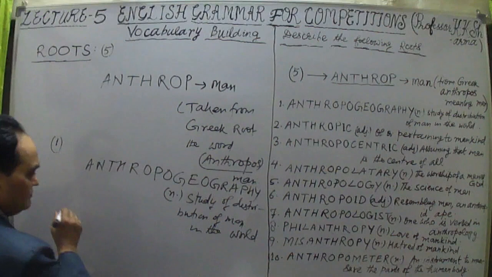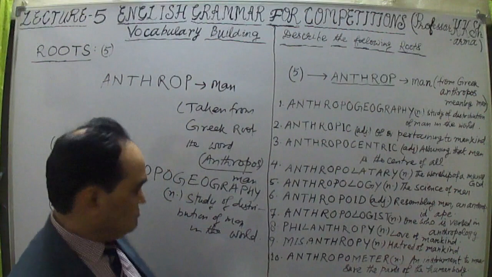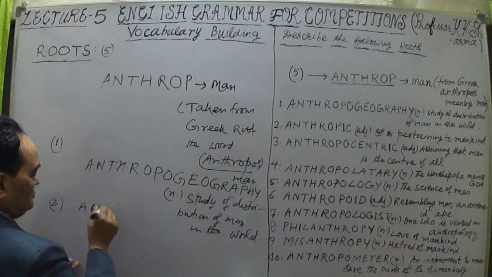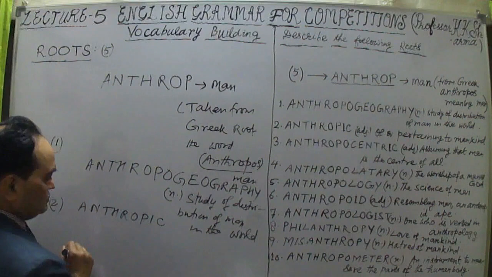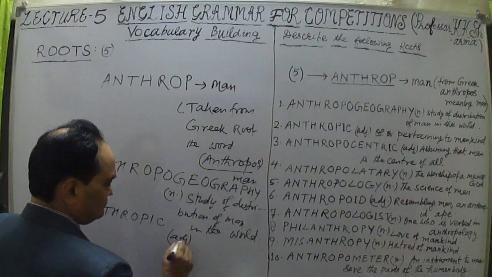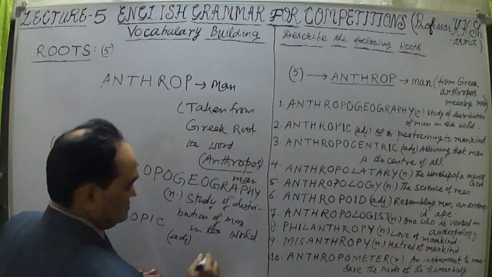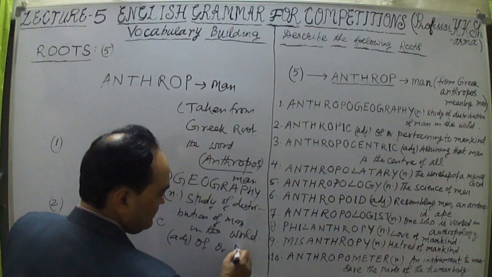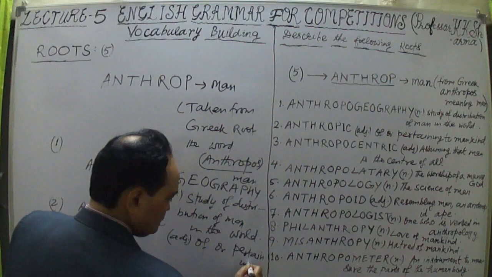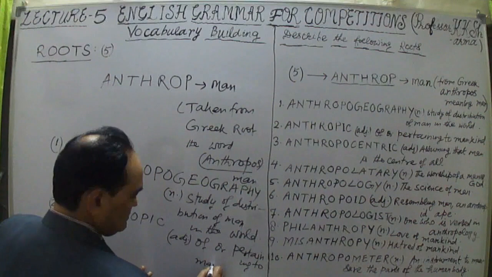The second word that we take here is anthropic, A-N-T-H-R-O-P-I-C. This is an adjective, the part of speech. Anthropic means related to man. It means of or pertaining to or related to men or mankind.